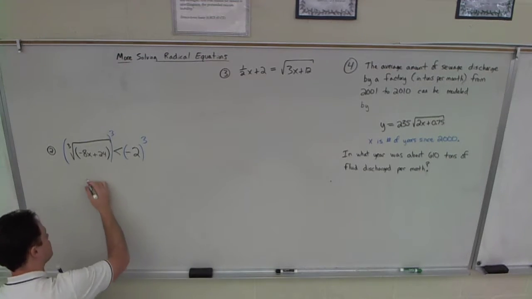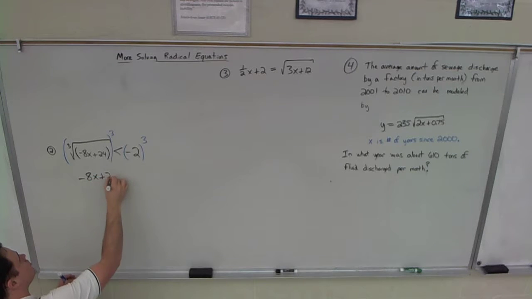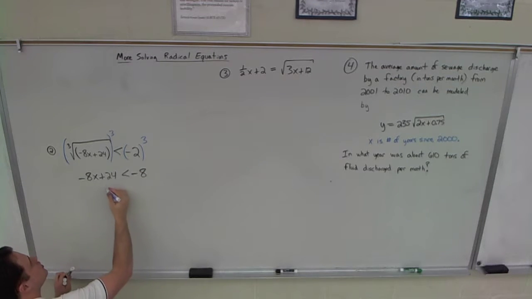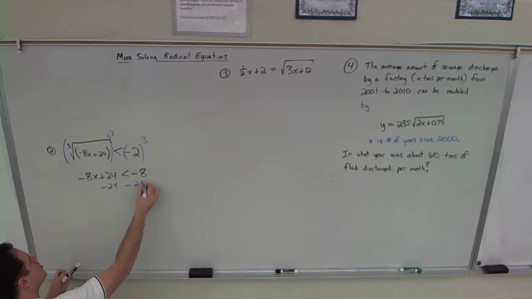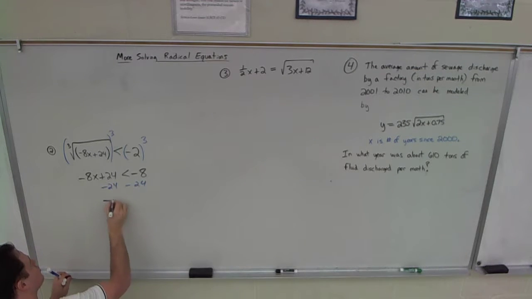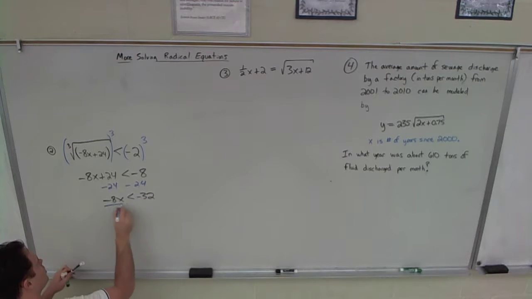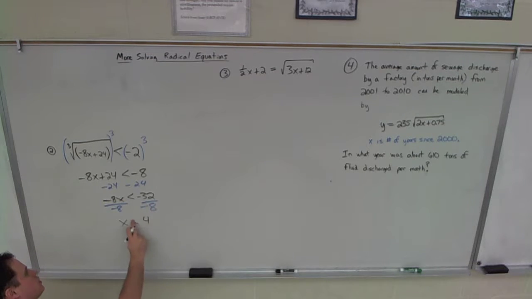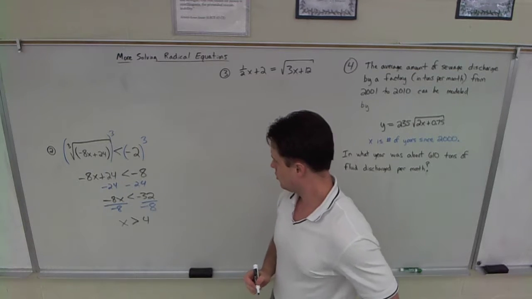Alright, so it cancels on the left. -2 cubed is not 8, but -8. And I just solve this guy like I did in Algebra 1. Negative 32, divide by negative 8. That's positive 4. Greater than. I've made a mistake, because if I divide by a negative number, that's like turning my car around in inequality land. So I need to switch that up.